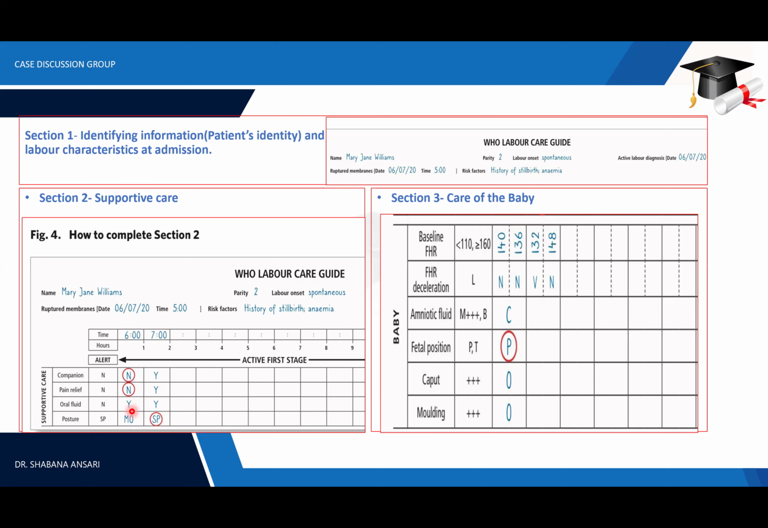Should I go to section 3 now? Here, supportive care is a new column, and the alert line is also a new column. Another thing is that it is not shown here.